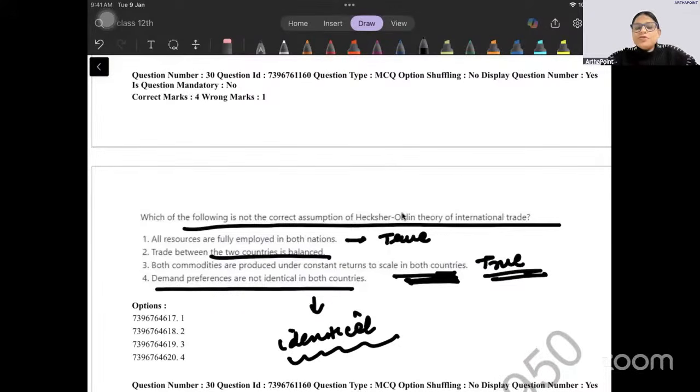So preferences not identical is not an assumption. In fact, it assumes identical taste and preferences. So question number 30 answer will be D. Okay, let's go on to the next one.